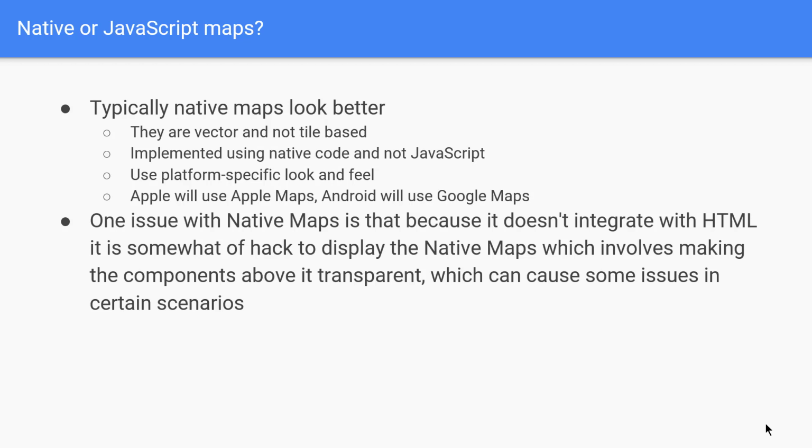Typically, native maps look better. They are vector-based and not tile-based. They're implemented using native code and not JavaScript. They use platform-specific look and feel. Apple will use Apple Maps and Android will use Google Maps.